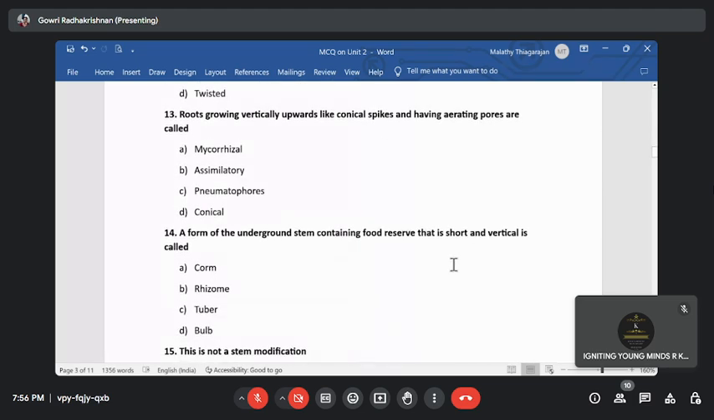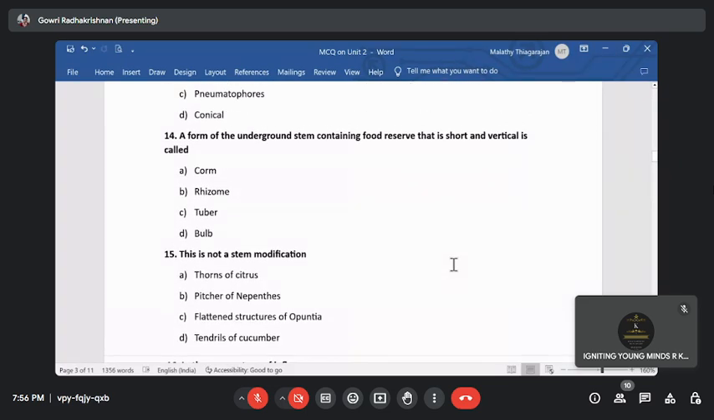All right. Next one. Roots growing vertically upward like conical spikes and having aerating pores are called? Pneumatophores, ma'am. Yes, pneumatophores. That is option C. A form of underground stem containing food reserve that is short and vertical is called? Tuber, ma'am.